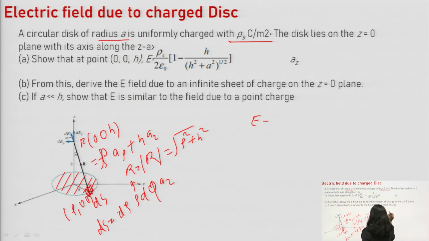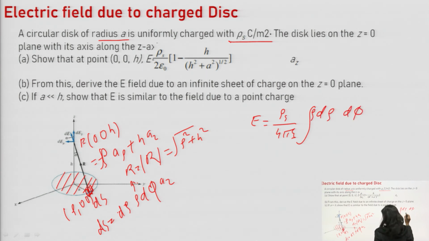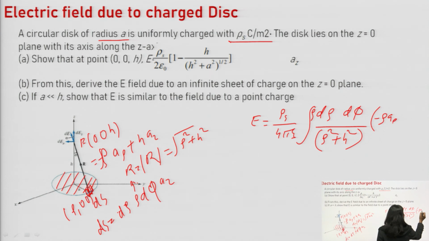So E will be equal to rho s by 4 pi epsilon naught integration of rho d rho d phi over r cubed. Here we know that this is the r value, which is minus rho a rho plus h az. This term will be 0 due to symmetry.